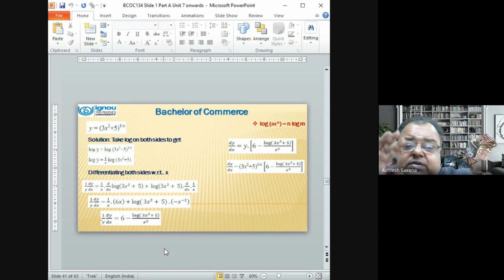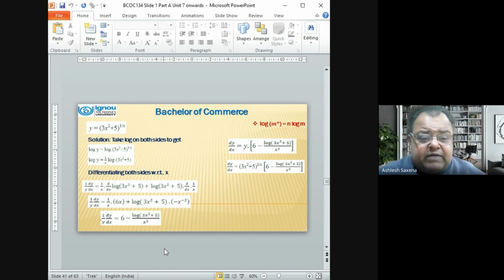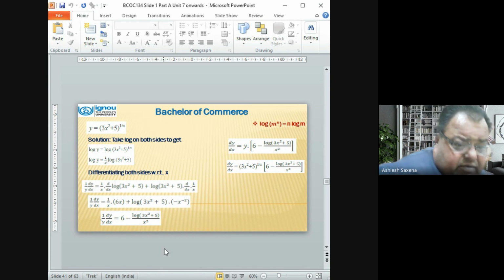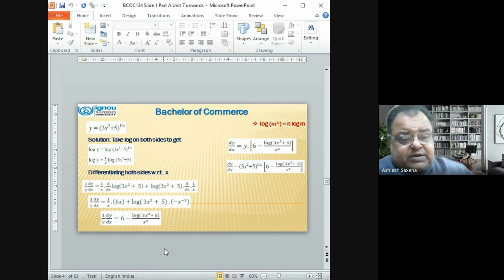In that case, the derivative of log y will be 1 by y dy by dx is equal to first function as it is, derivative of second function, plus second function as it is, derivative of first function. This is basically the product rule. Now we have to apply this. After application, what will happen? 1 by x as it is, log. This is the term.